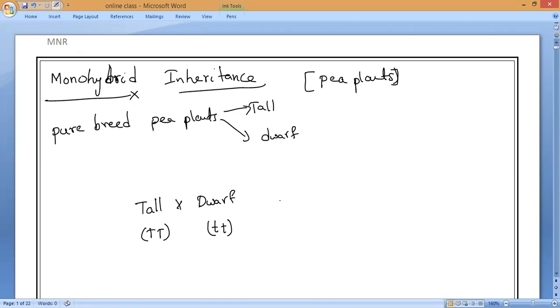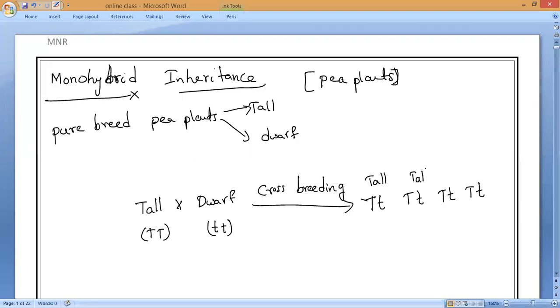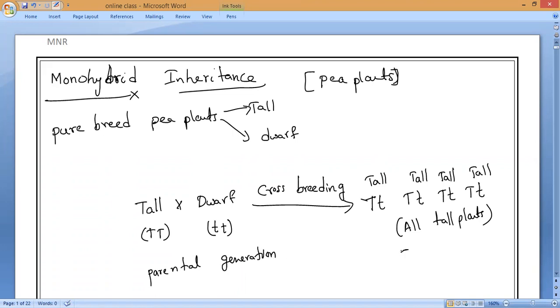Now when he did the crossing, which we call cross breeding, what kind of plants do we get, guys? We get capital T small t, capital T small t, capital T small t, and capital T small t. He noticed that when he crossed the pure parental plants, all the plants he got were tall plants only. This is the parental generation, and what we obtain first we call the F1 generation.